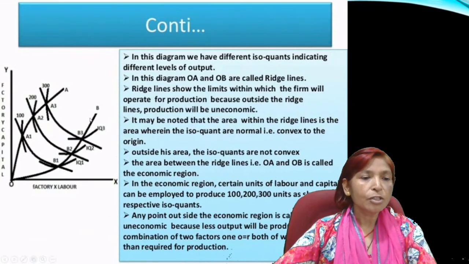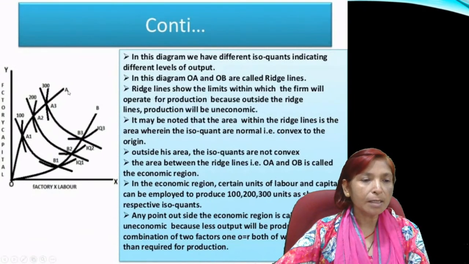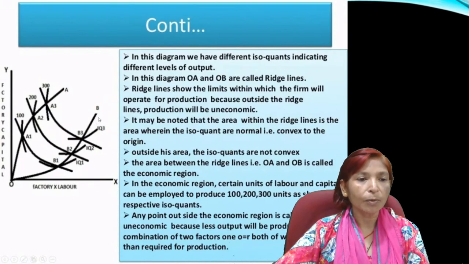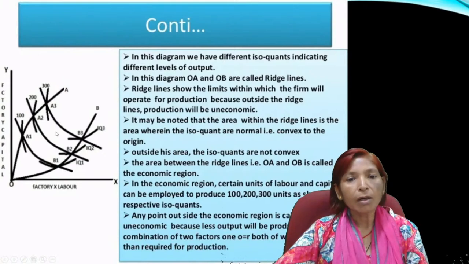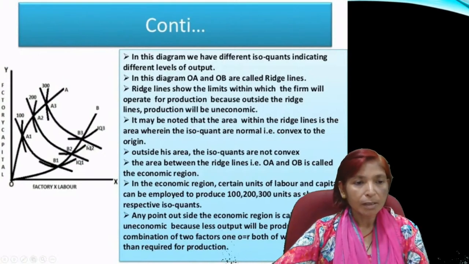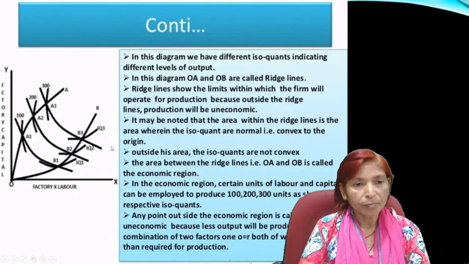One ridge line shows that here the marginal productivity of capital is zero, and the other ridge line shows that the marginal productivity of labor is zero. And these three are isoquant curves, which are always convex to the origin, or downward sloping curves. And in between these ridge lines, the economic region which lies between these areas is called the economic region or economic profit points.